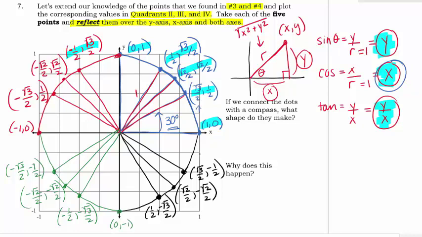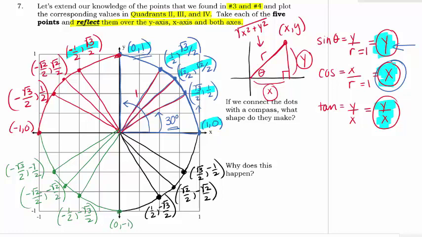If I want to know what the sine of a 90-degree angle is, now even though I don't have a triangle for 90 degrees, I know that the sine of a 90-degree angle would be the y value. So I look at the y value, and the y value is 1. This gives us a lot of information.